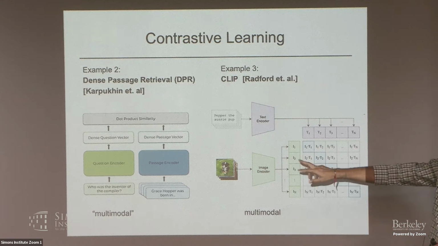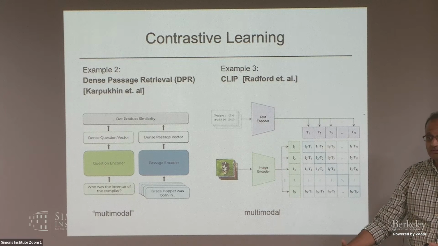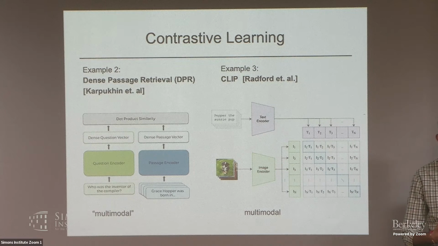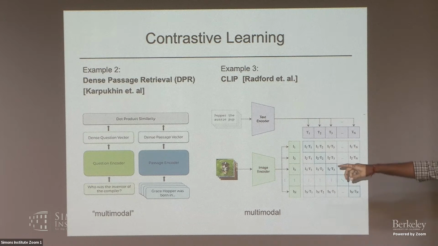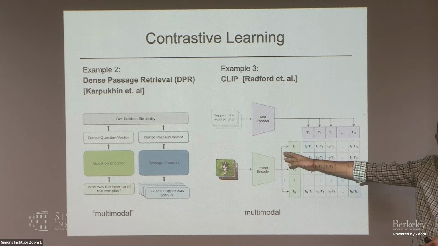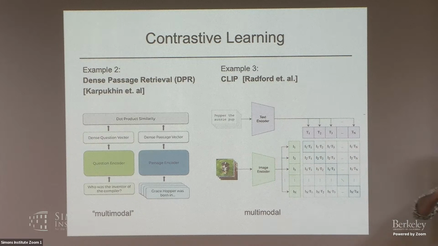So the pair is the question-answer pair, so it's already given as a pair. And so you would want the embedding of the question to be close to its correct passage, and you want it to be far from a random passage.